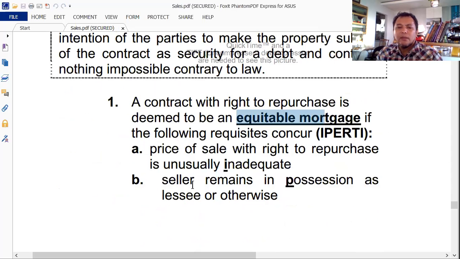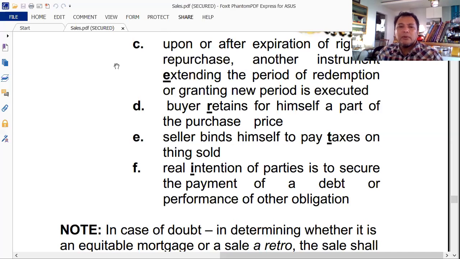And these are the requisites. First, the price of the sale with right to repurchase is unusually inadequate, so it is lower than the fair market value of the property. Second, the seller remains in possession as a lessee, so he does not surrender possession of the thing to the buyer. Number 3, upon or after the expiration of the right to repurchase, another instrument is executed extending the period of redemption or granting a new period to the seller. Say the period expressed there is 5 years. If that already expires, they will execute another instrument and extend the period to another 5 years. So that can be done.